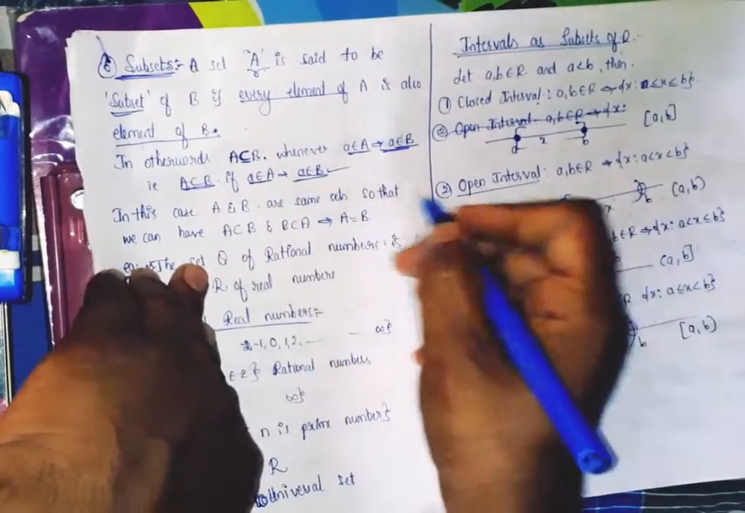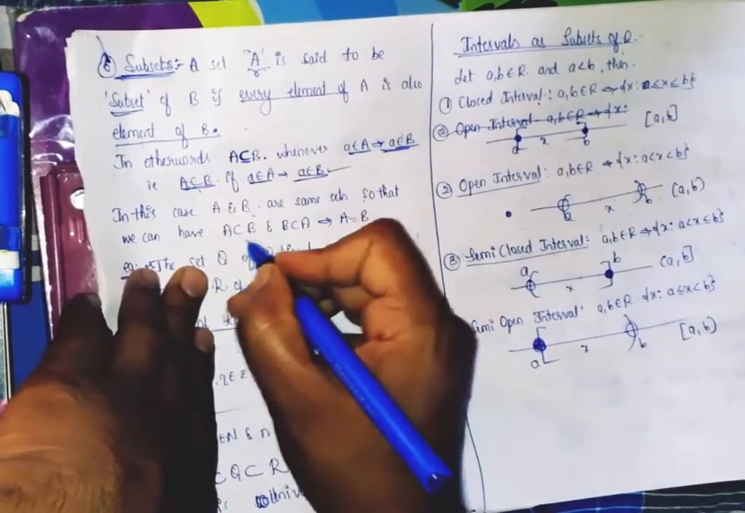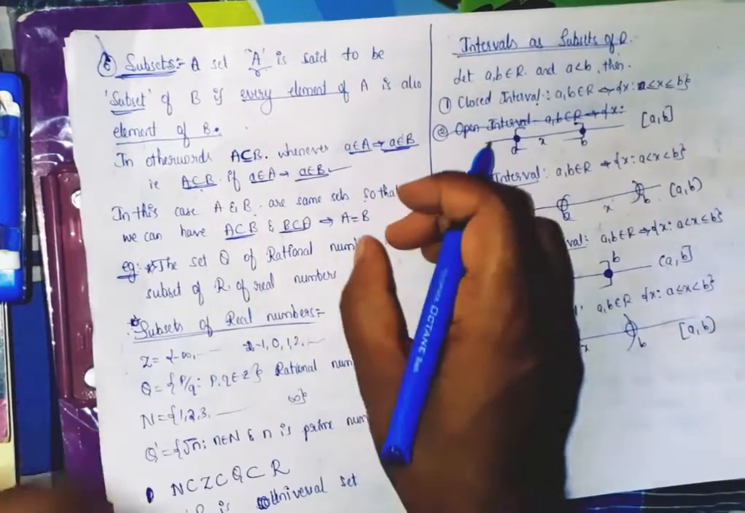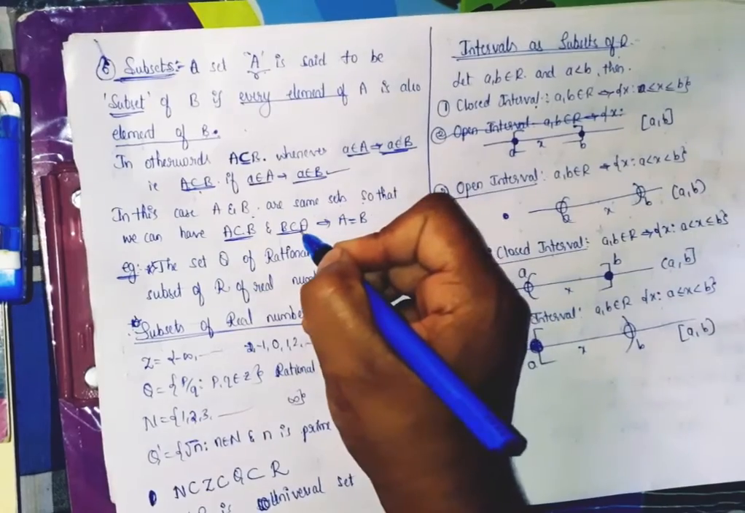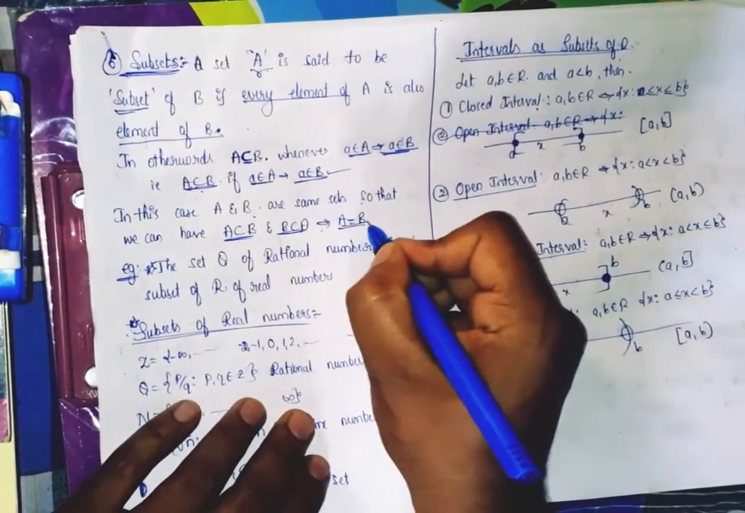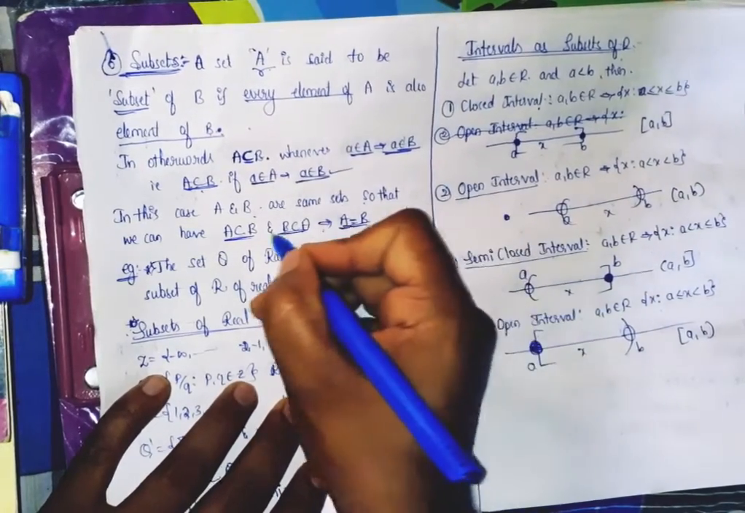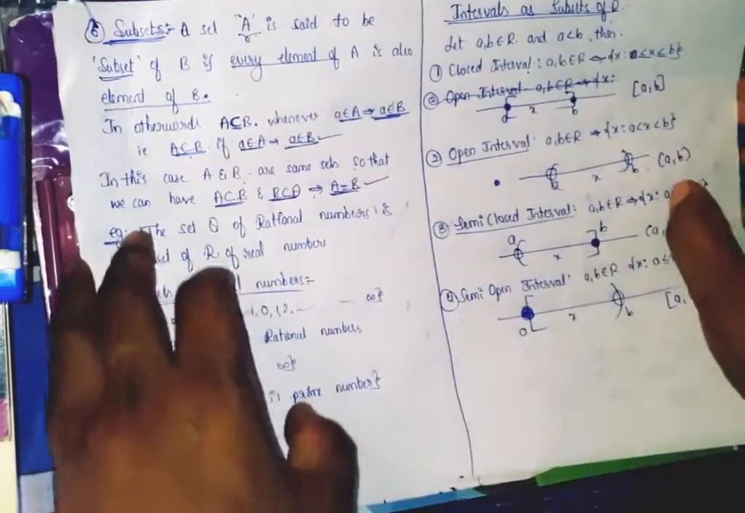So in this case, if A and B are the same set, then we can write A is a subset of B and B is a subset of A. That implies A is equal to B. That is, A equals B whenever A is a subset of B and B is a subset of A. This is very important. Okay. When we say two sets are equal, this is the definition.